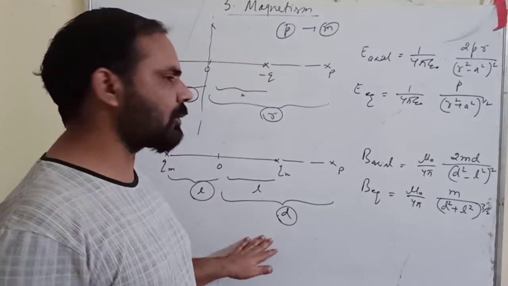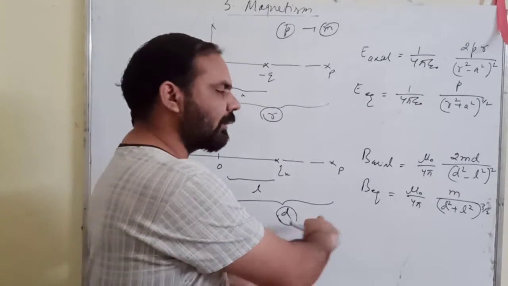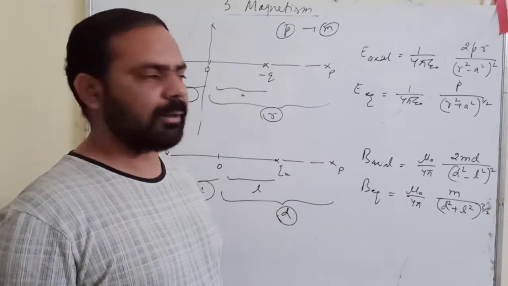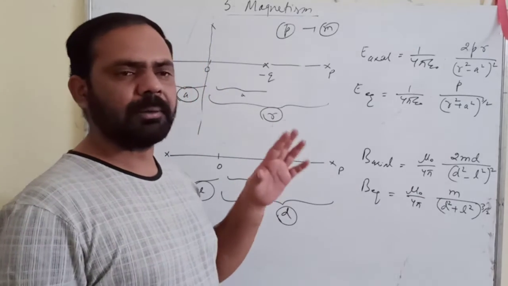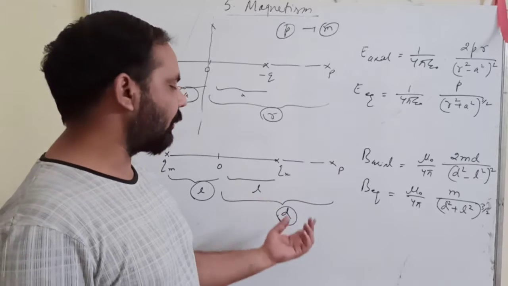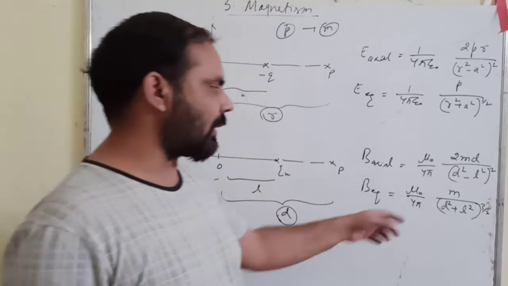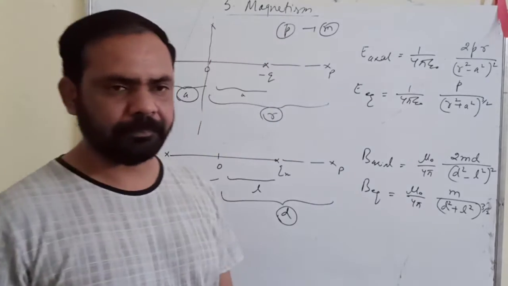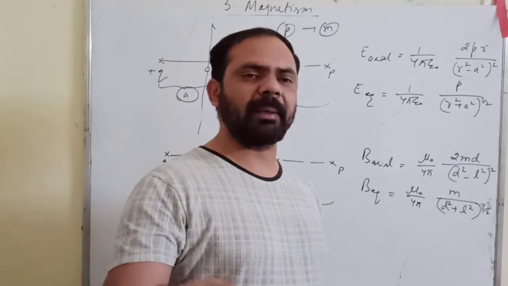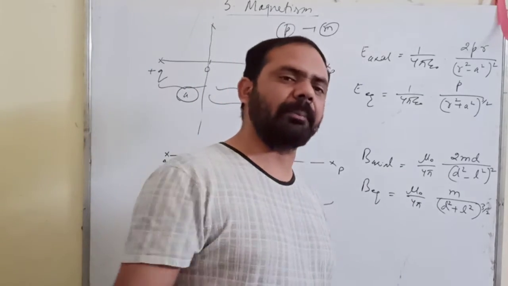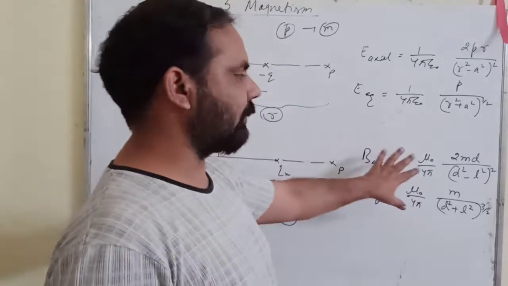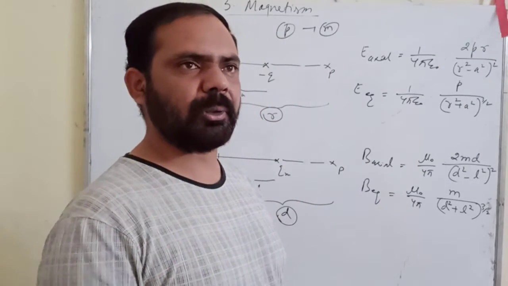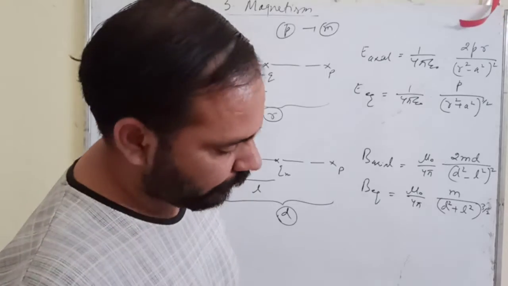You can take something else also, but you will have to mention that this quantity represents the distance of the point from the center of the dipole. You can take R also. If you take this as R, then this will become R square minus L square. That is your choice. In my notes I have mentioned it as D, so that's why I'm naming it as D. You can name it R also.